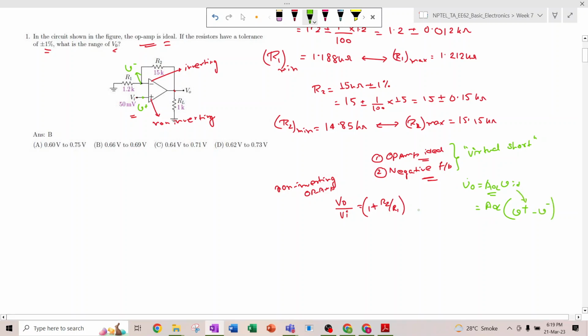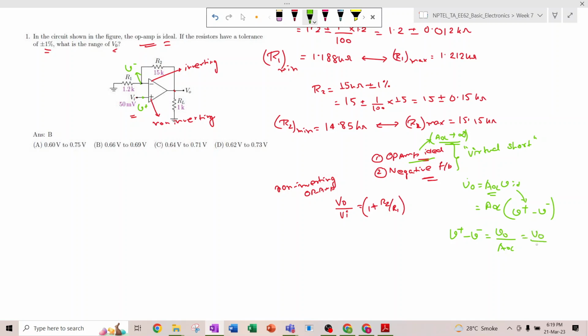Now for the op amp the output is somewhat limited, and we can say V plus minus V minus, from this equation, you can write VO divided by AOL. Generally, if the op amp is ideal, the open loop gain AOL is almost equal to infinite. For the practical case this is not possible, but it is very high, so in the ideal case we can say this is infinity. If you put VO divided by infinity, then it turns out to be 0. That means V plus minus V minus is 0, that means V plus equal to V minus.